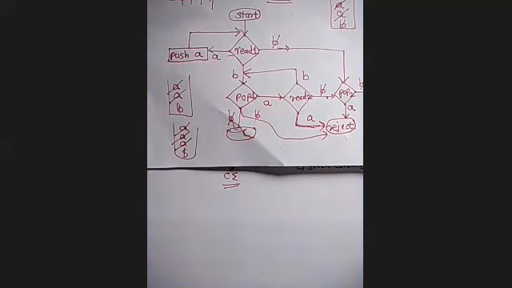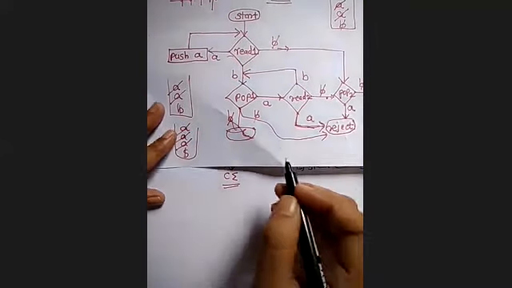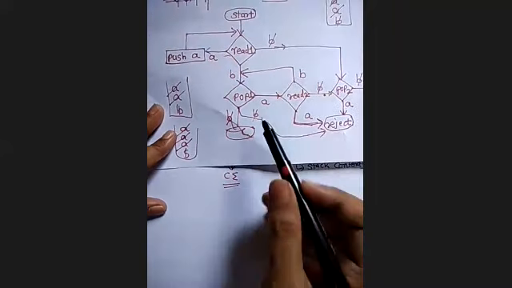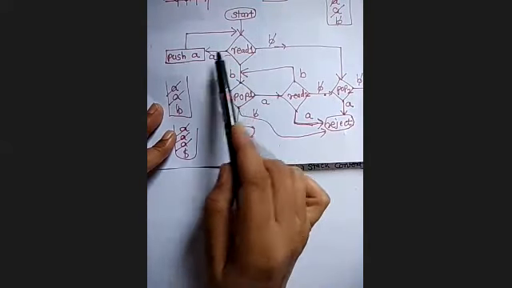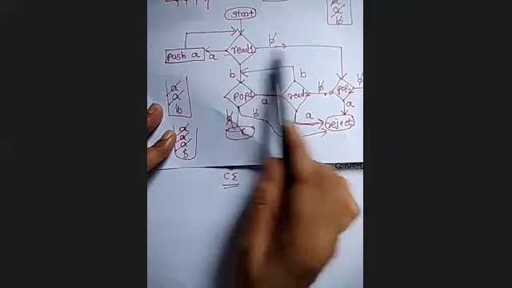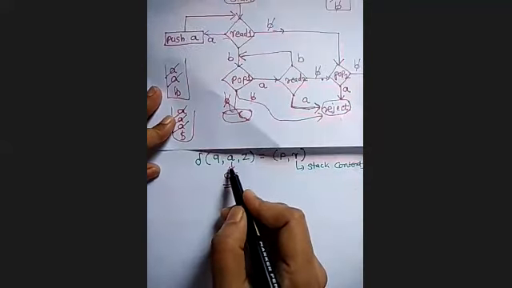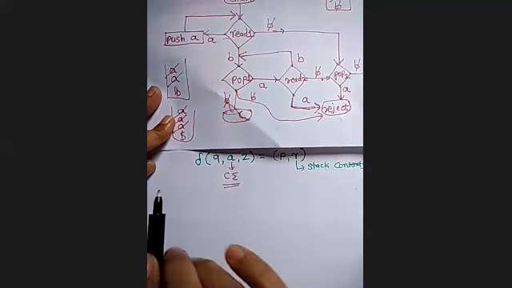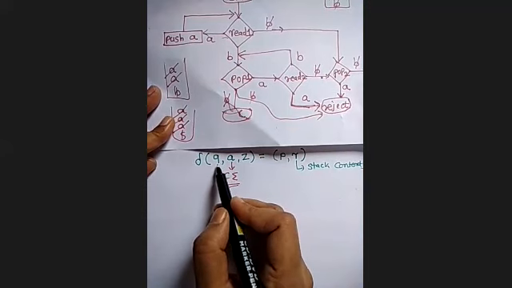What is your input alphabet? What input symbols are you reading in the read 1 state? Which symbols can you read? A, B and the blank, no? So this current input symbol can be A, B or the blank. Okay, and Q can be read 1, read 2.